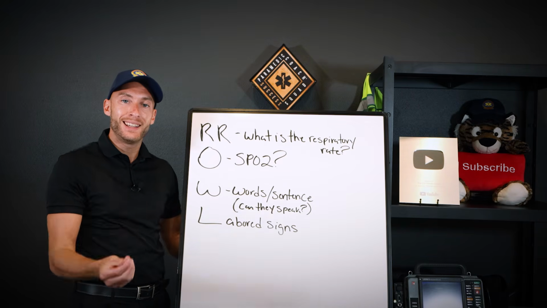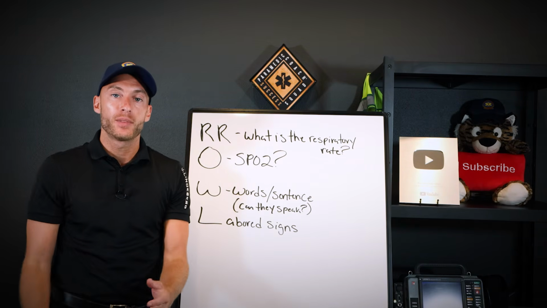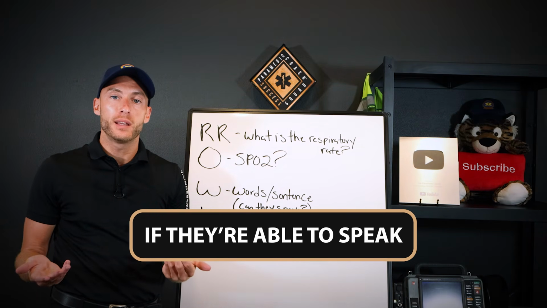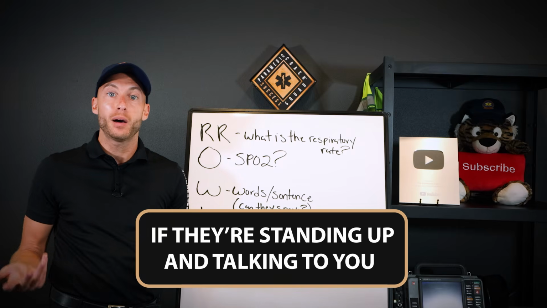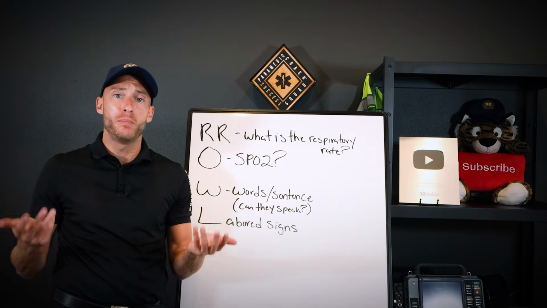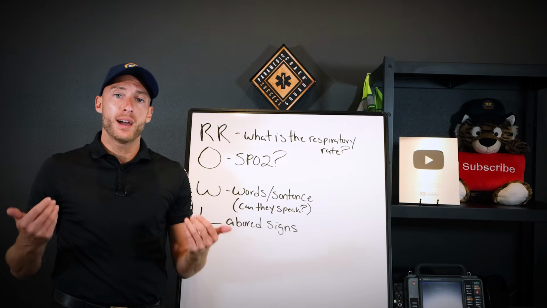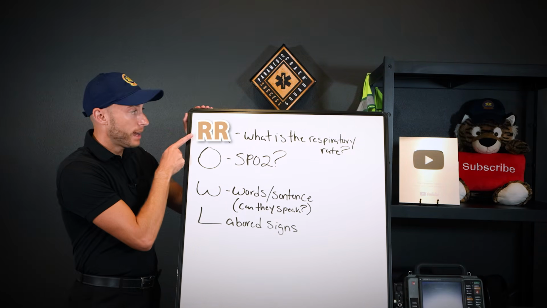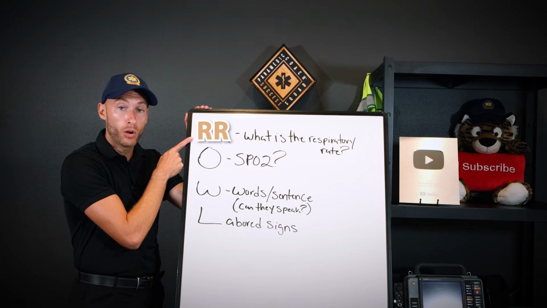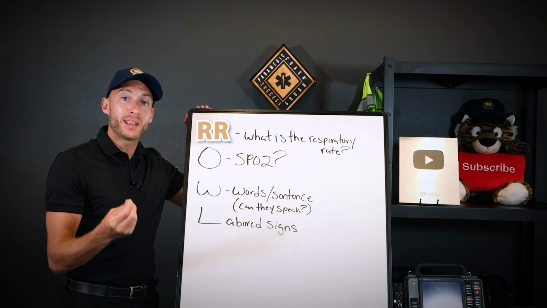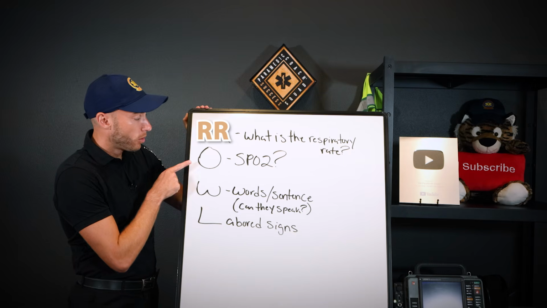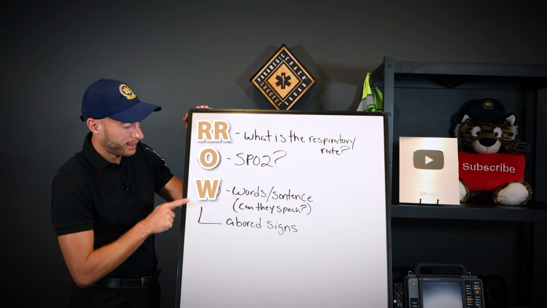So the first thing that I need to just get off my chest and just remind you of is, if a patient is able to speak, if they're alert, if they're standing up and talking to you, you're not going to use a BVM with that patient. BVM, managing someone's airway, that is someone whose respiratory rate is going to be way too low or way too high, and they're not going to be talking or responsive to you. If someone's able to speak, their airway is patent. They can control their airway, right? The SpO2 level, words per sentence, and labored signs.